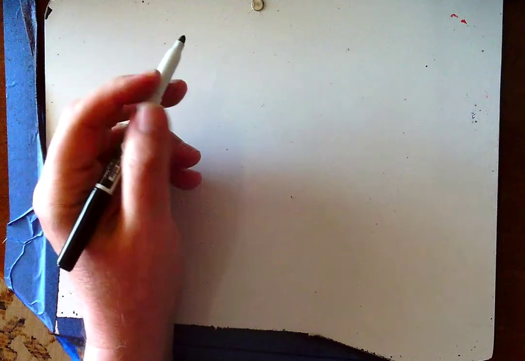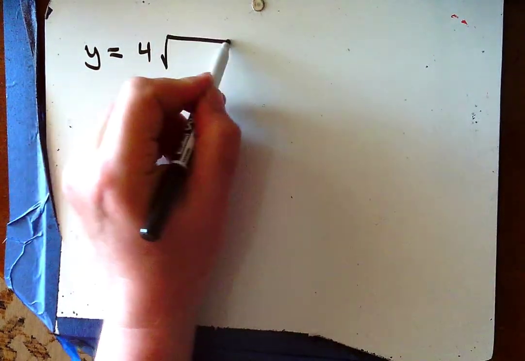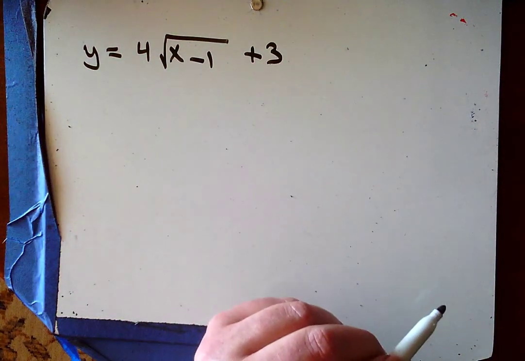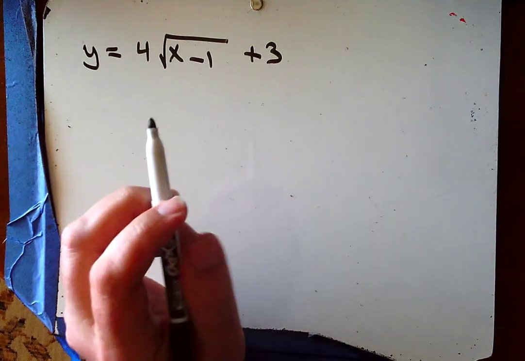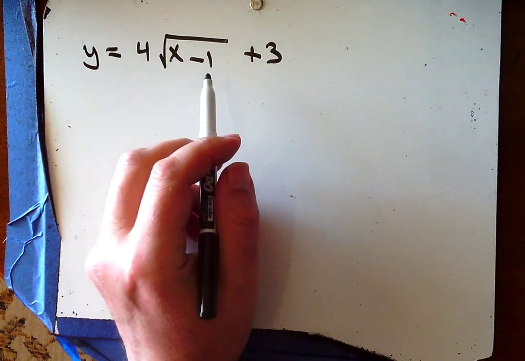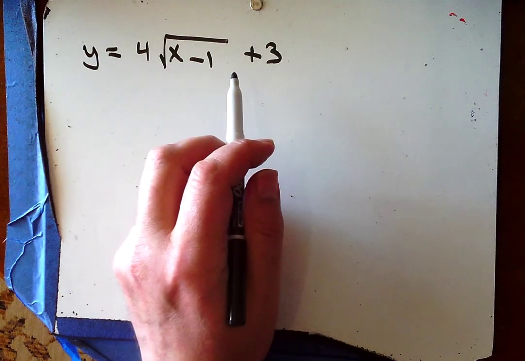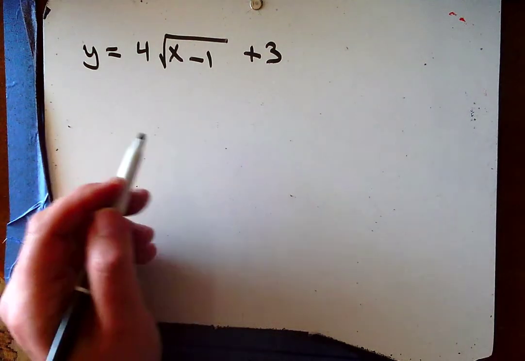transformations of reference graphs. Let's start with this one. Y equals 4 square root x minus 1 plus 3. All right, why don't you pause the video, use your transformations on the reference points, graph it, don't forget to label the points on the graph, and come back when you're ready to check.